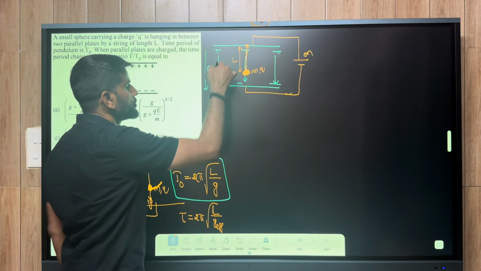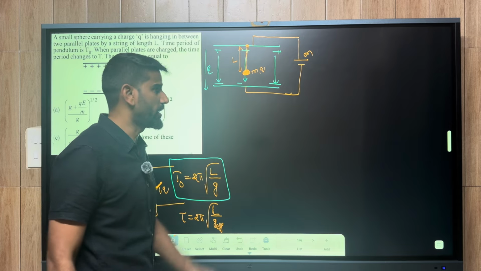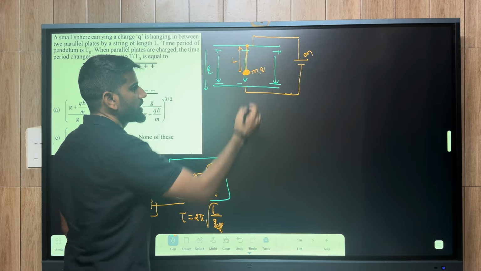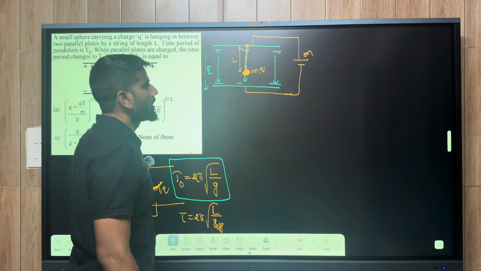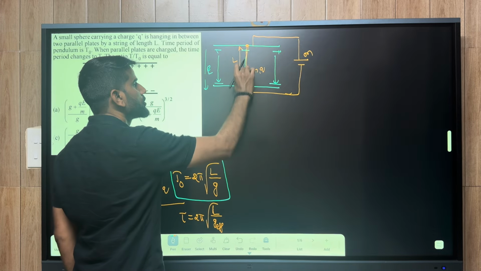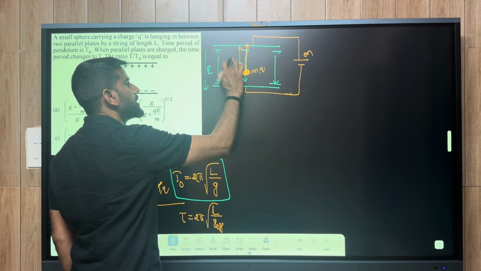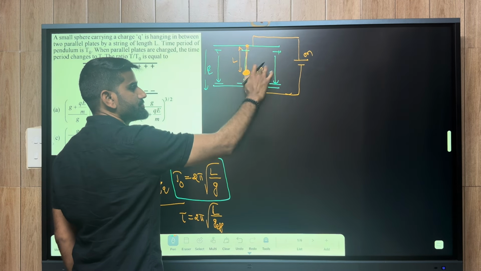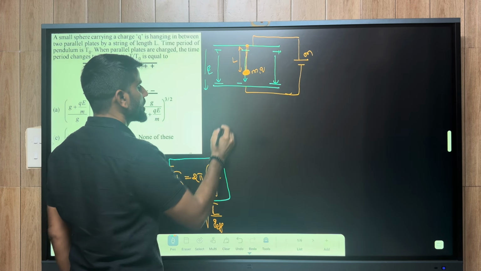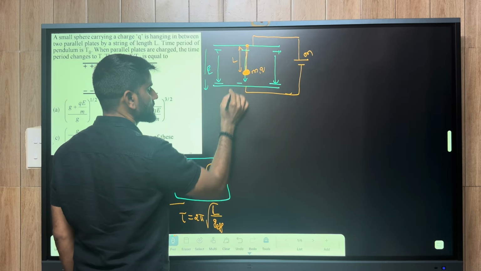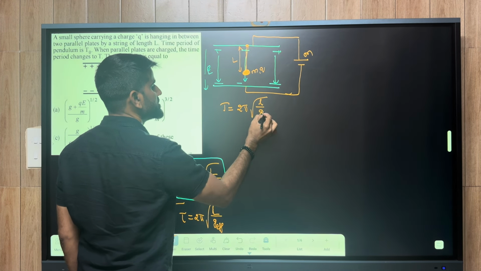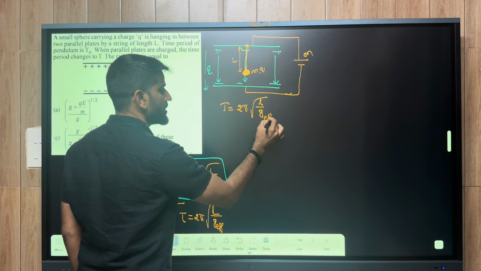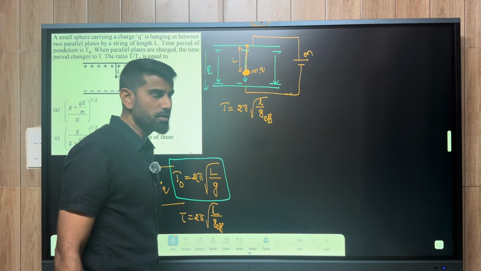Okay, so positive to negative, which is a uniform electric field. Now what I'm going to do is, it has mass m, charge q, and length of the string is L. Again, I'm going to pull it aside and leave it free. It makes oscillations again. The time period of these oscillations is 2 pi root over L by g effective.